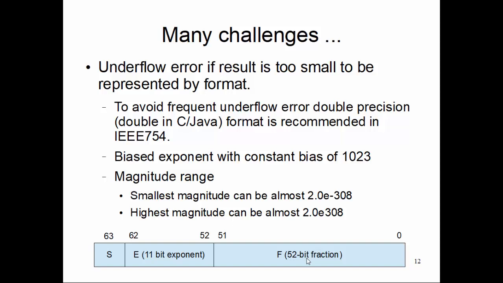Anyway, with the 64-bit representation, the smallest magnitude is almost 10 to the power minus 308, and the highest magnitude is 2 into 10 to the power 308. So this is quite a big range, and we can represent quite small amounts there. 64-bit so far works well in most cases.